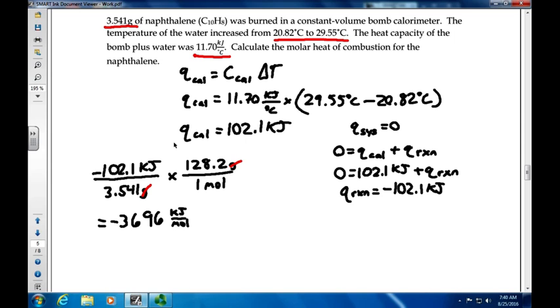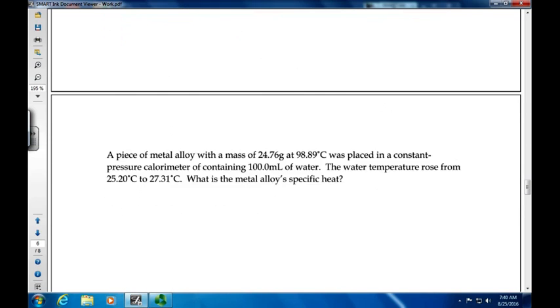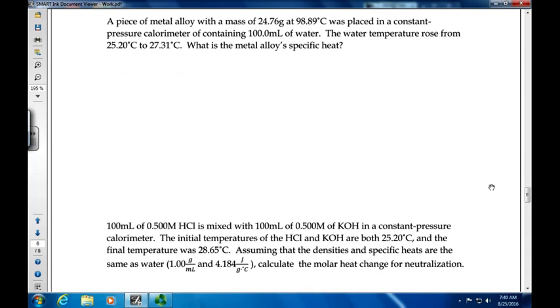Let's look at another problem. A piece of metal alloy with a mass of 24.676 grams at 98.89 degrees Celsius was placed in a constant pressure calorimeter containing 100 milliliters of water. The water temperature rose from 25.2 degrees Celsius to 27.31 degrees Celsius. What is the metal alloy's specific heat?